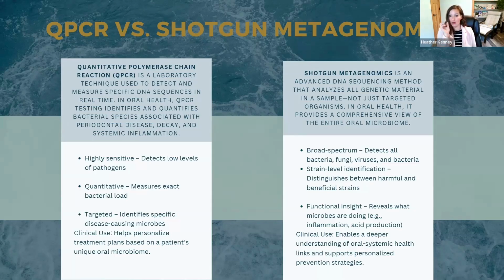So they'll give you something like 10 to the 15th power. It's quantitative, but very targeted. You're only looking at pathology. Shotgun metagenomics is a more advanced DNA sequencing process. It takes longer than qPCR because it's so extensive, but it's broad spectrum. It detects all the bacteria, fungi, and viruses that could be present in the oral microbiome. Often the test will have anywhere between 26 bacteria, very low with bad diversity, to 150 bacteria.